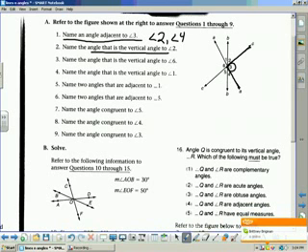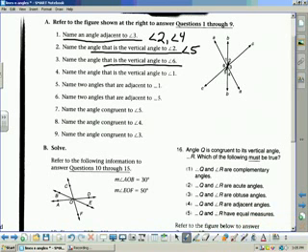Number 2, name the angle that is vertical to angle 2. Go back up to your diagram, find angle 2, and straight across or opposite from angle 2 is angle 5. Remember that opposite angles are also equal. Name an angle that is vertical to angle 6. Opposite of 6 is angle 3. Name an angle that is vertical to angle 1. Opposite angle 1 is angle 4.